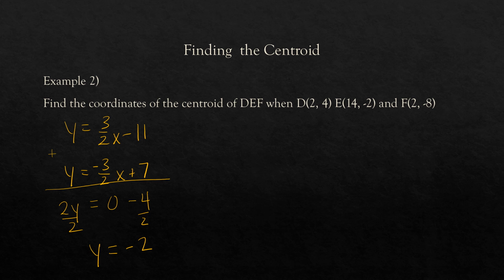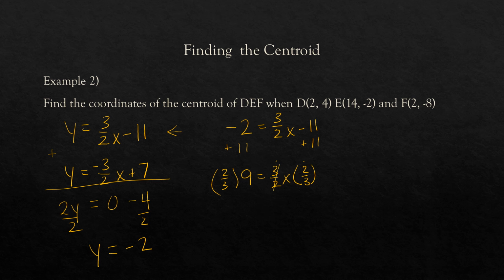Once I have a y, I choose either equation to plug it into. I'm just going to choose this top one. Negative 2 is equal to 3/2 x minus 11. I'll add 11 to both sides. I get 9 is equal to 3/2 times x. To get rid of the 3/2 or to undo it, I'm going to multiply by 2/3. When I have a fraction and multiply it by its reciprocal, it will equal 1. If I do it on one side of the equation, I have to do it on the other side. So over here, the 3/2 and the 2/3 equal 1. So now I have 1x left.